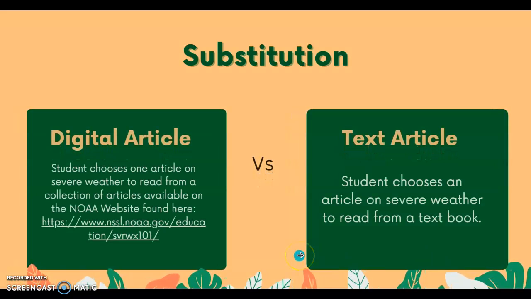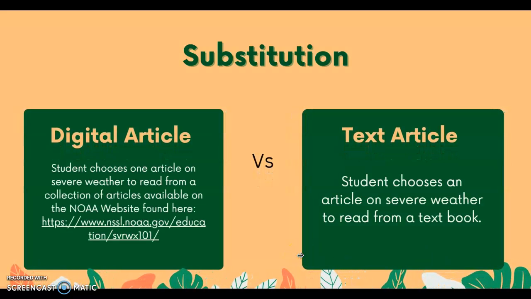With substitution, I took the text article where a student would typically choose an article out of a textbook or a magazine to read about a severe weather event, and just converted that to a digital article. So no changes, it's just the traditional practice, substituting digital information over that physical text information.